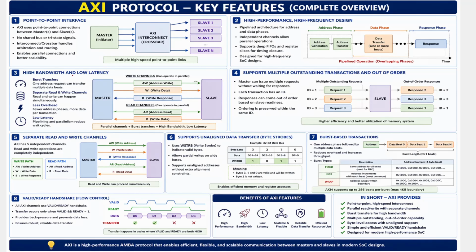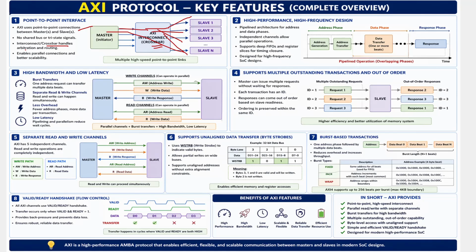AXI uses point-to-point transactions, so point-to-point communication is possible, and a crossbar switch is also possible. It is taken care of by the interconnect. With a crossbar switch, a single master can communicate with slave 1, slave 2, slave 3, slave 4. With multiple masters and multiple slaves, it is possible to communicate through the crossbar: master 1 communicating with slave 3, master 3 communicating with slave 1. In this way, the crossbar handles that.